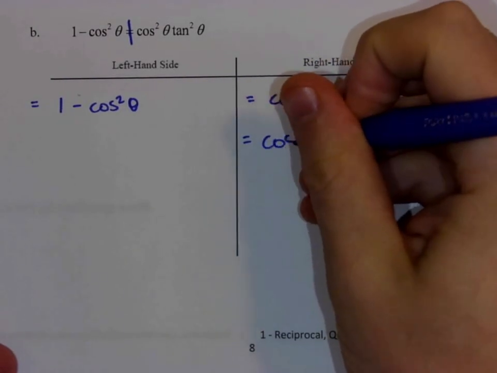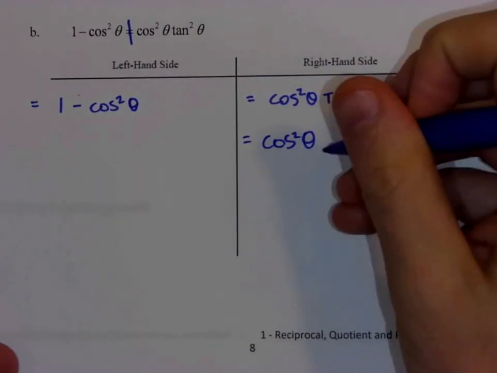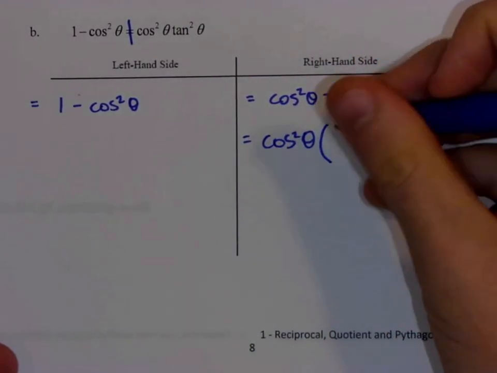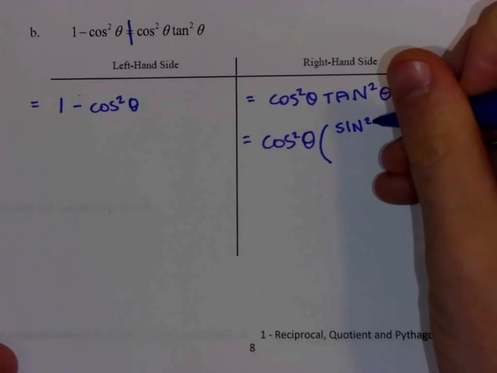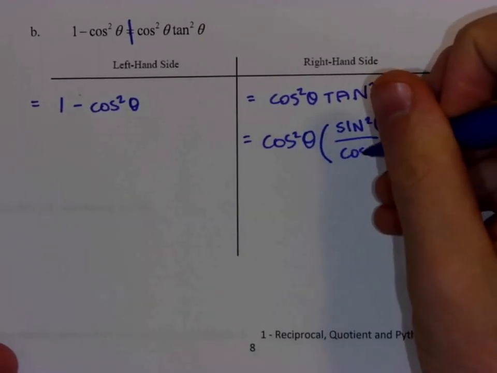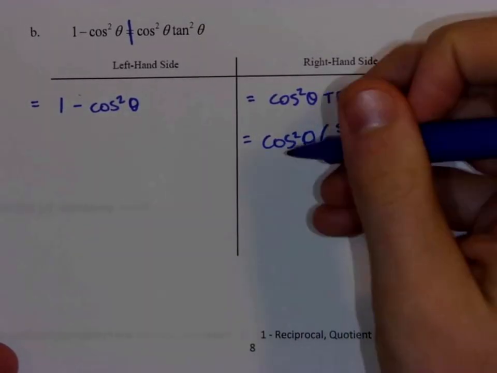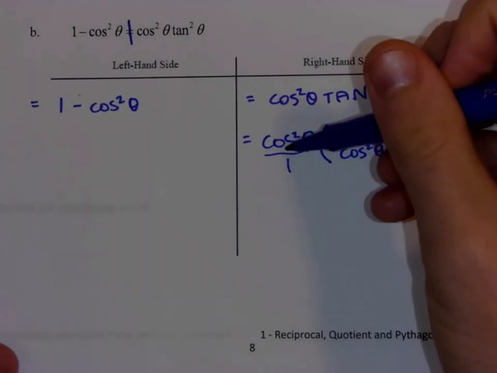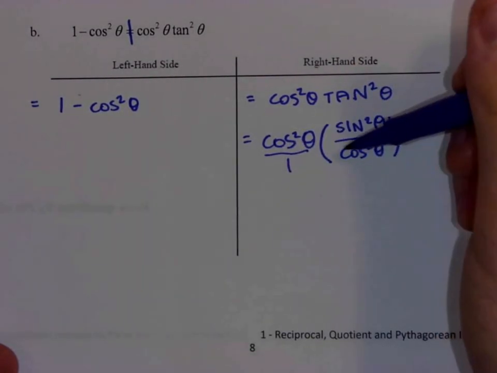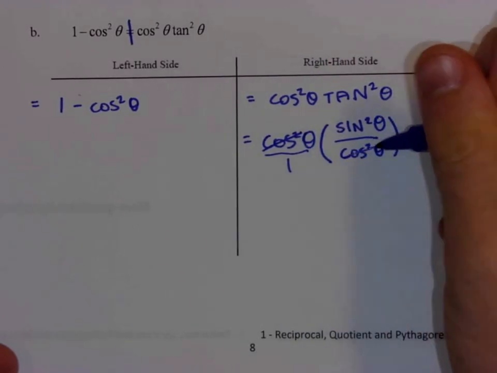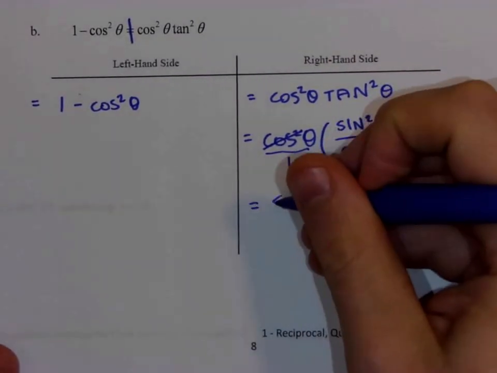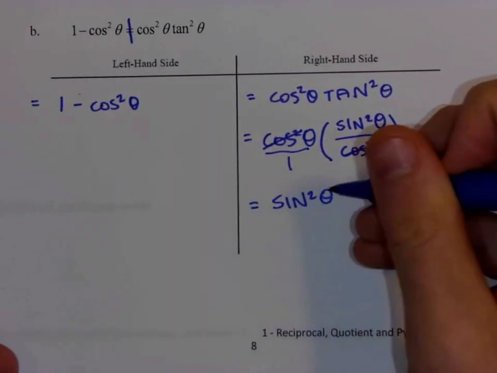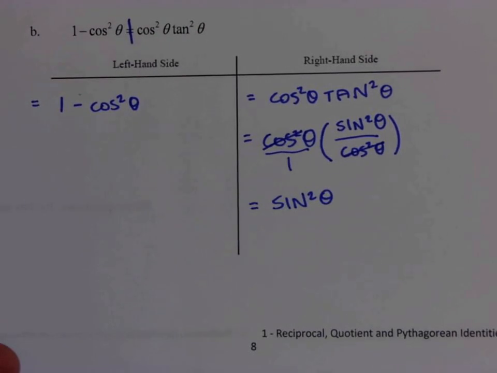So let's keep cosine the same. And instead of tan, I'm going to put a bracket here, and I'm going to change it to sine squared over cos squared. This is cos squared over 1. Whenever you have some fraction times some fraction, I could cross cancel. These cancel completely. So I'm left with sine squared theta on the right-hand side.